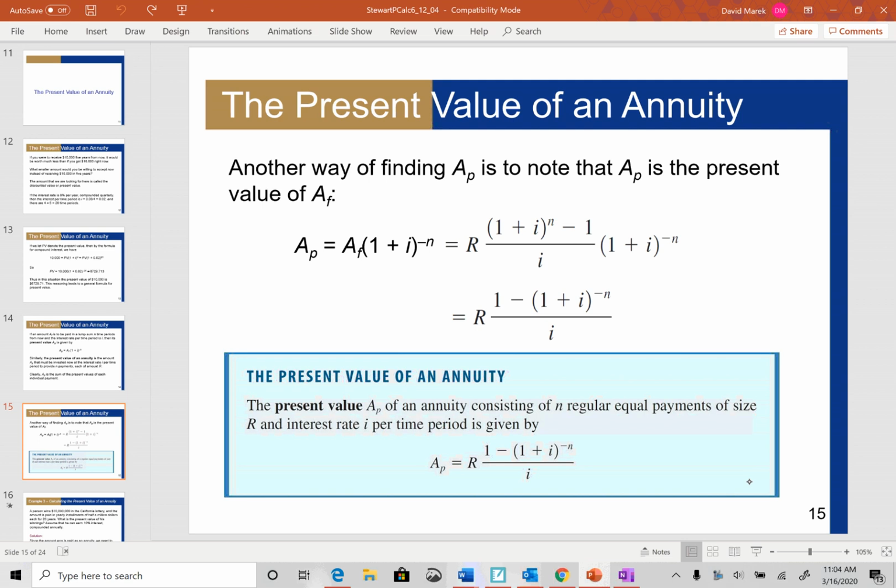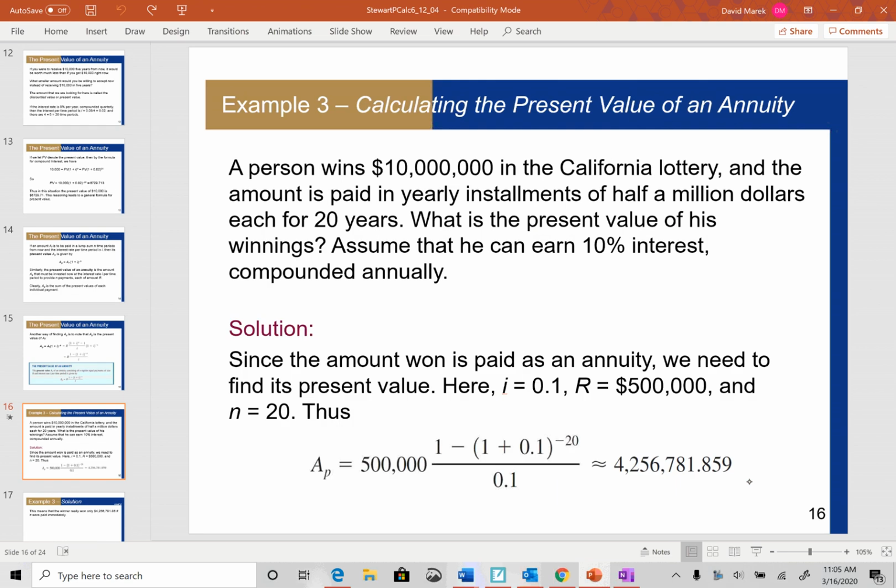So again, here's our lovely little formula for present value. The regular payments times 1 minus 1 plus, again, that time period interest to the negative n, divided by I.